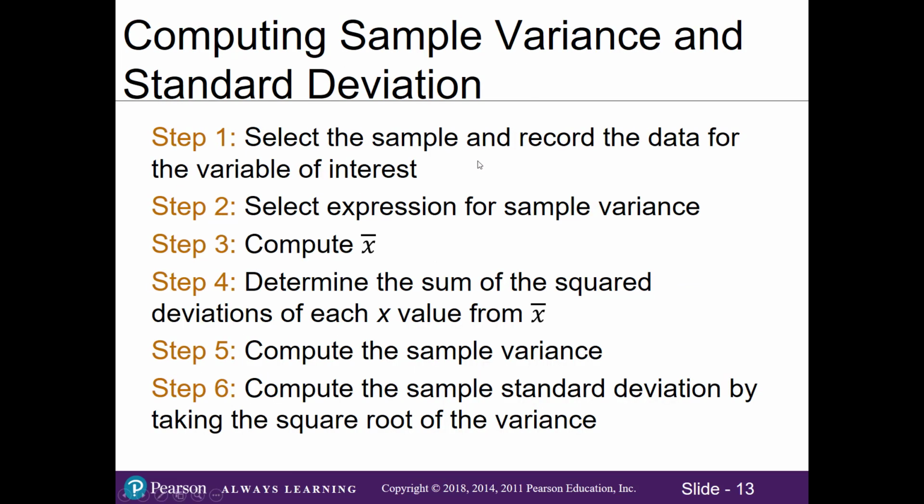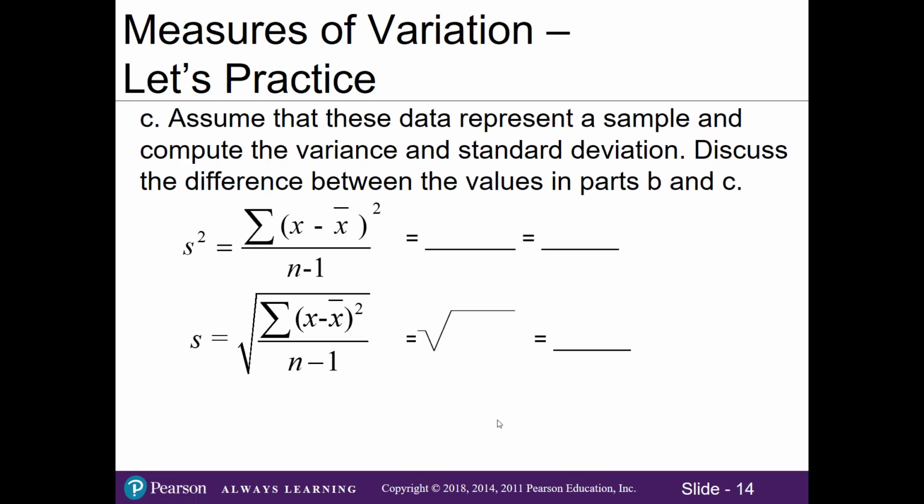Our step 1 is to pull our sample and record our data. Step 2 just reminds us to use the correct formula to calculate a sample variance, which you saw in the last slide. Our next step is to calculate the average, or our sample mean, and then we will find the sum of square deviations for each x value from our sample mean. That's where we subtract our value from our sample mean and then square it. Then we'll calculate our variance, and from there square root it to get the standard deviation. I find it easier if we just walk through the process. So let's continue. It's the same problem, same data set, but we're now going to find the sample standard deviation.